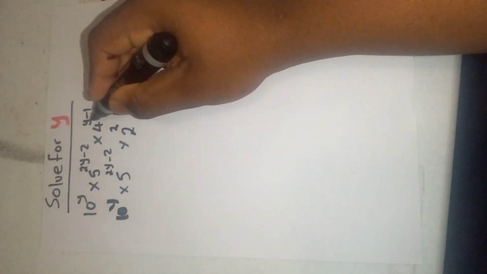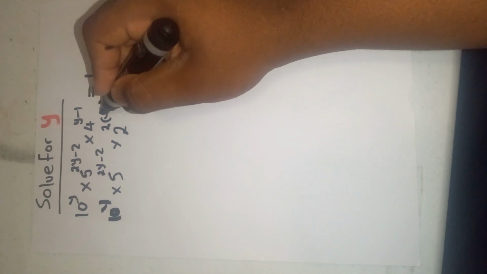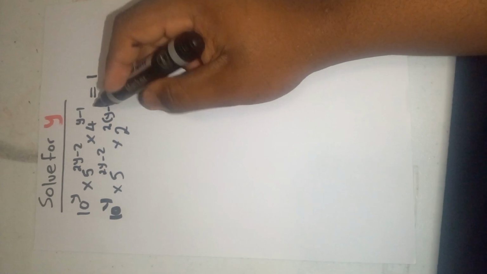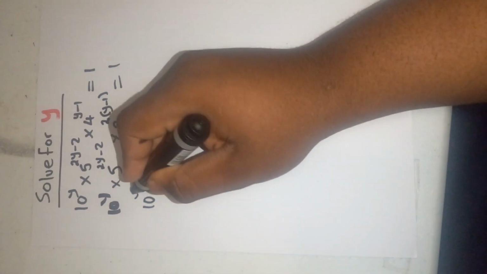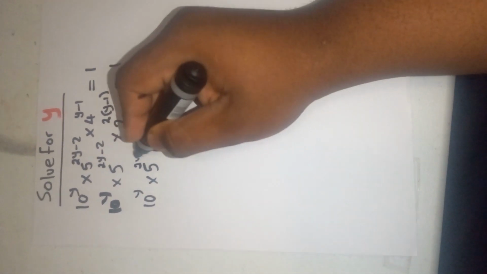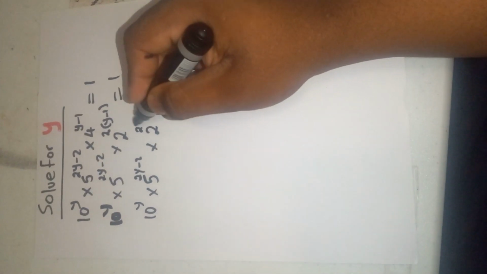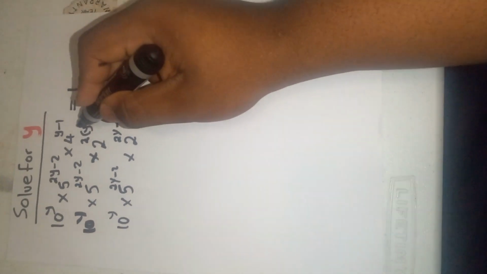power of 2. And then remember that when you have exponents already, you do what? Multiply the exponents, both the powers. So it will be 10 to the power of y times 5 to the power of 2y minus 2 times 2 to the power of what? 2 times y, 2y, 2 times negative 1, negative 2, which is equal to 1. Okay, so you must know that whenever you have something like this, whereby 4 is taken as 2 to the power of 2, that power will be multiplied to the powers that were already there.